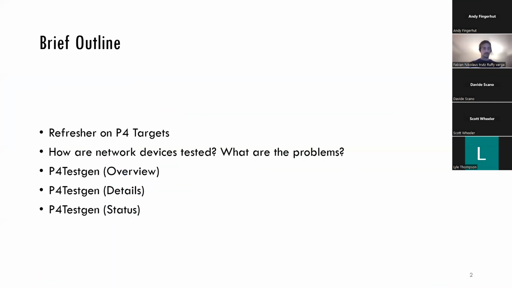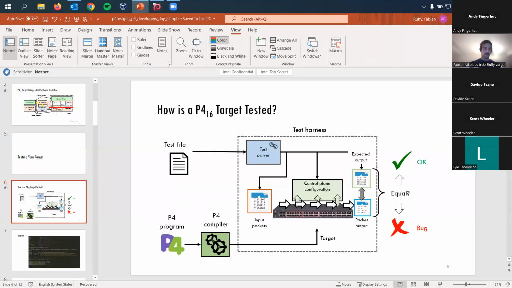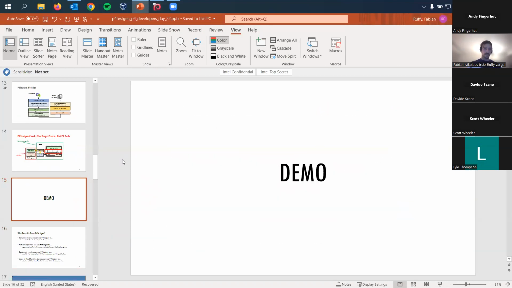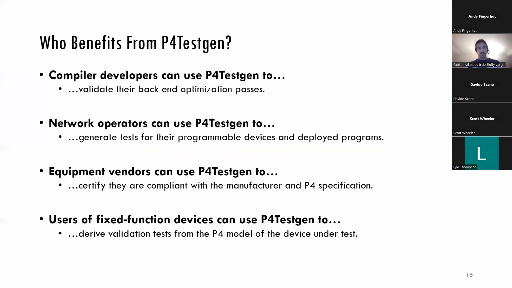Let's step back. Having seen what you can generate with this, we think there are certain use cases for this tool, and we know there are certain use cases for this tool. Especially compiler developers that are developing a new backend for P4, a target backend, can use this to validate that their backend optimization passes and their translation are working as intended.